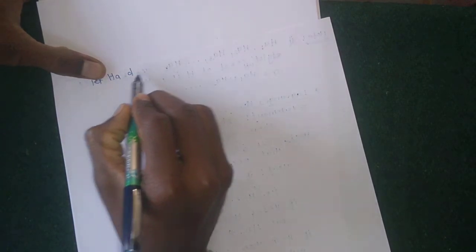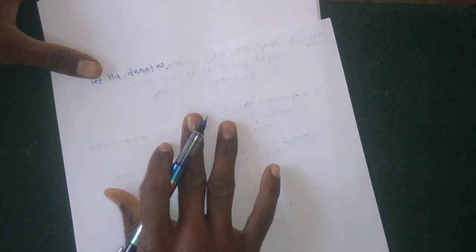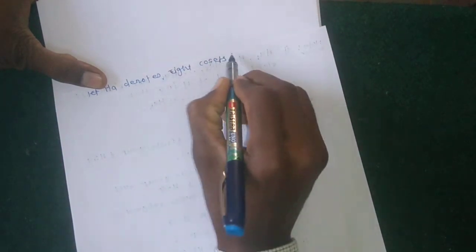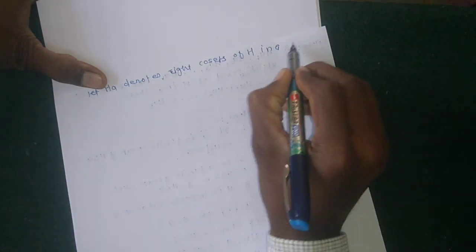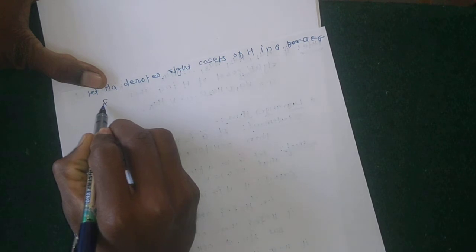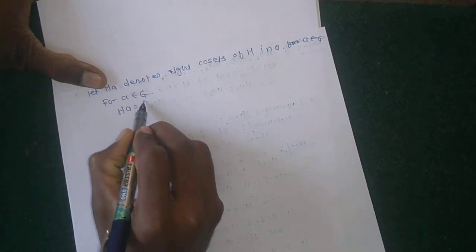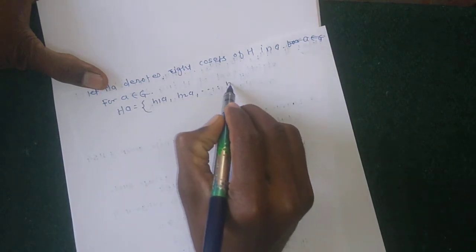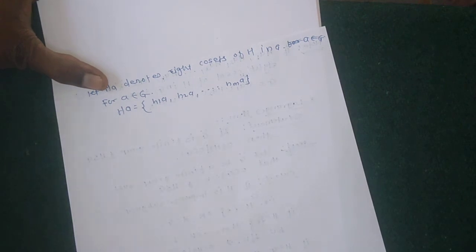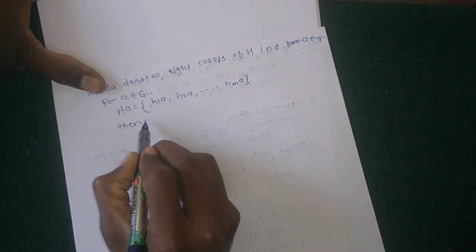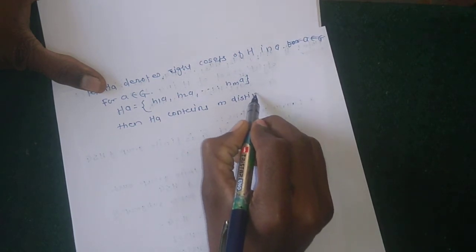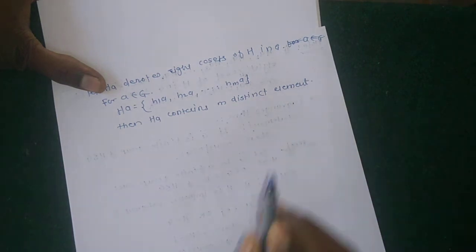Let Ha denote the right coset of H in G, for a belonging to G. The right coset is h1a, h2a, and so on up to hma. Then Ha contains m distinct elements.